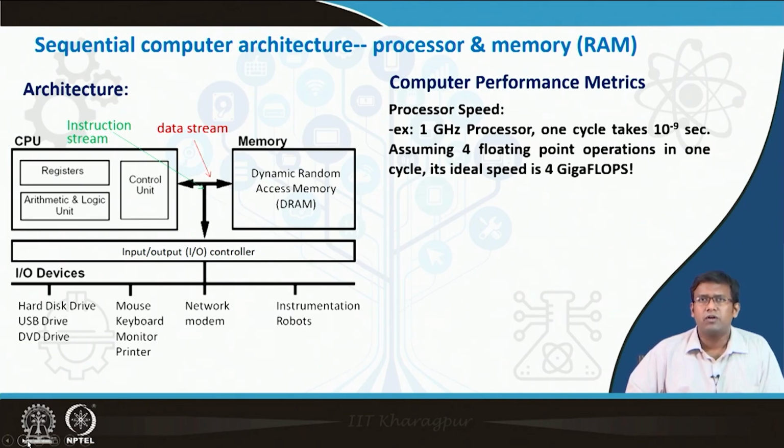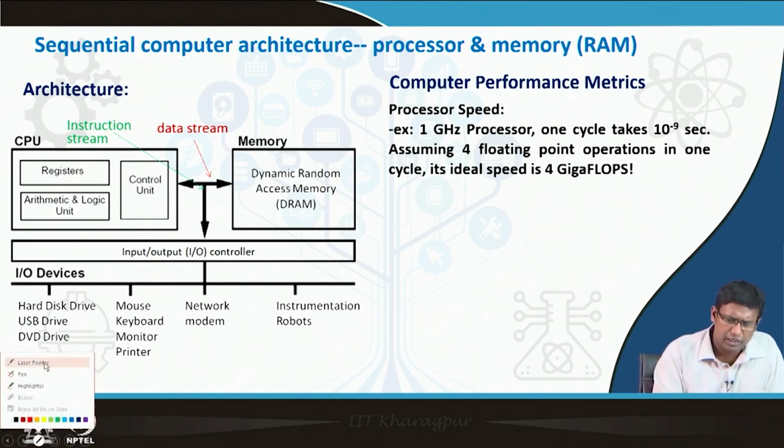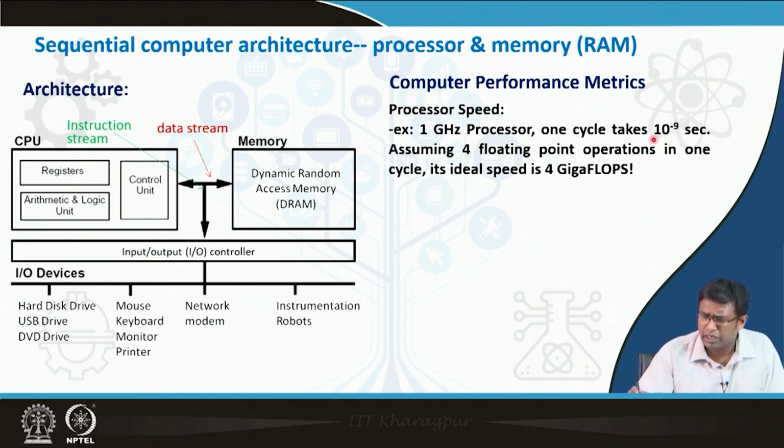And therefore, if there are 4 operations in one cycle, the 1 gigahertz processor typically does 10 to the power 9 cycles in 1 second. So if there are 4 floating point operations in 1 cycle, then in 1 second it will do 4 into 10 to the power 9 operations. 4 into 10 to the power 9 floating point operations are 4 gigaflops. The speed is called gigaflops.